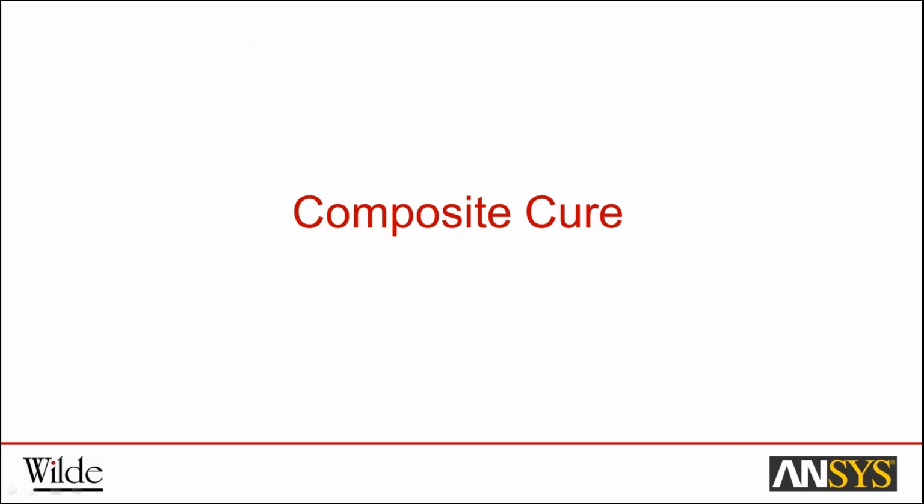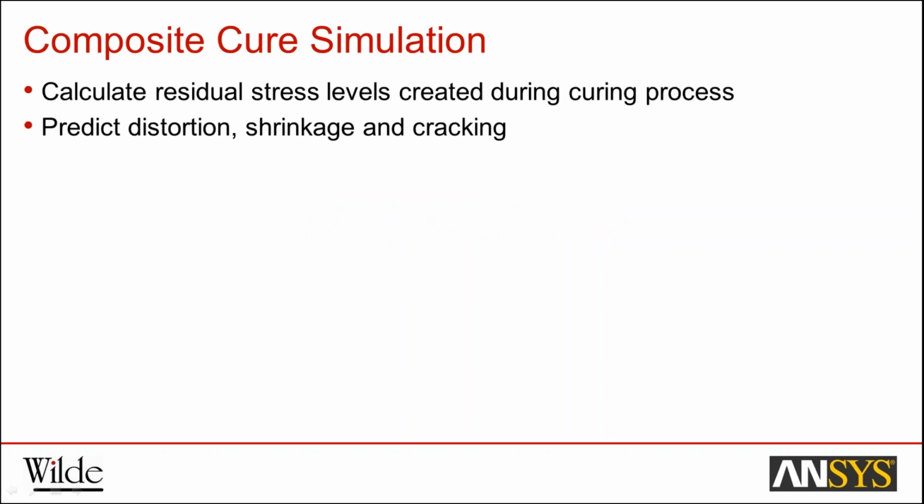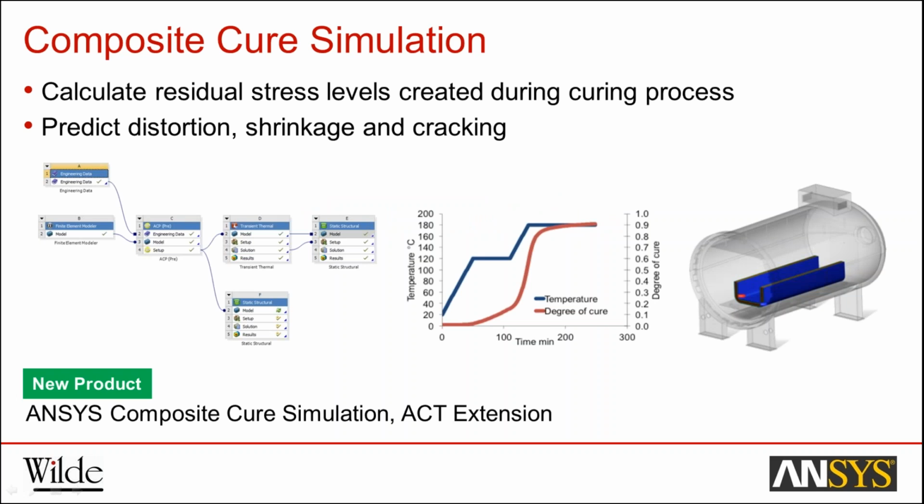Now, composite cure. It can be quite common when composite parts undergo the curing process, when they're baked in an autoclave, for residual stresses to be introduced and the part can start to warp and deform. Now use a new ACT extension to help predict that behaviour. So we can predict how a part's going to shrink and deform during this curing process.